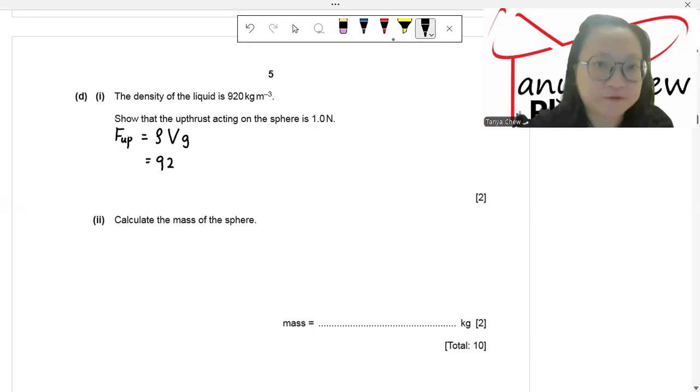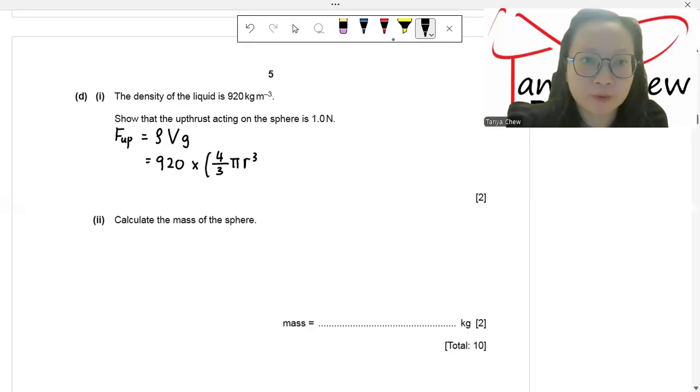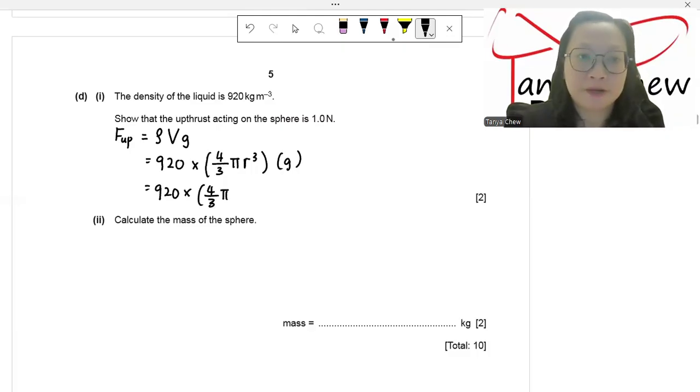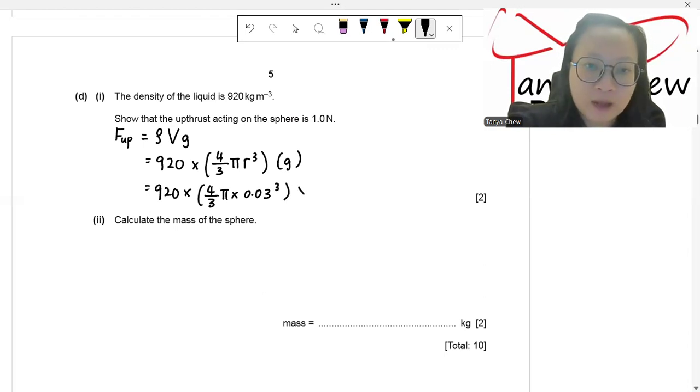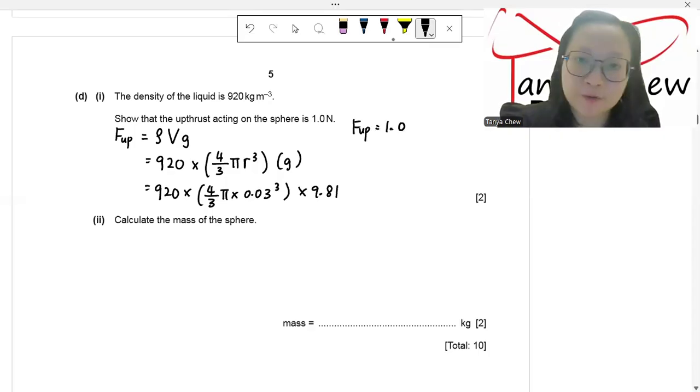Density of the liquid is given, so we have no problem, 920. But the volume of a sphere, you have to use a little bit of math here, which is 4/3 pi r cubed. Remember that? And times with your g. So now I sub in all the values. R is given, remember 3 cm, but you have got to change it to meter because the unit of density is meter. So you times 0.03, you cube it, and then times with 9.81. Upthrust force that I got was 1.021 Newton. You can round it off to 1 Newton.